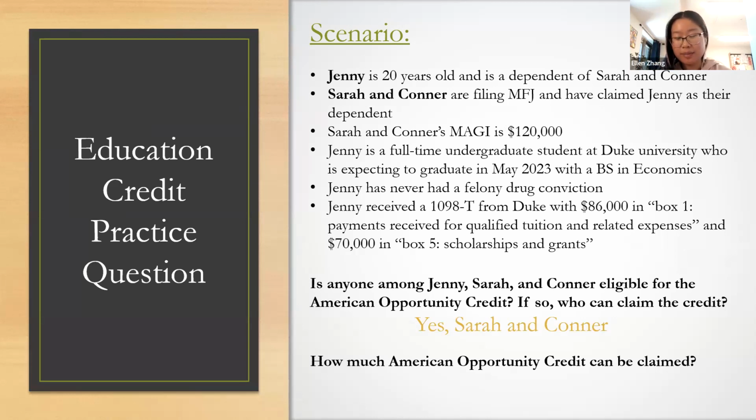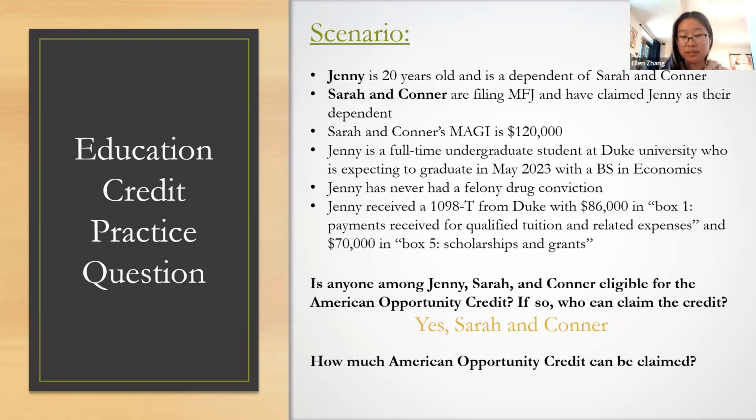So remember again that to calculate qualified expenses, you have to take tuition, fees, and other required materials and subtract scholarships and grants from that. So Jenny's total qualified expenses would be $86,000 minus $70,000 for a total of $16,000 of qualified expenses. But then we have to think about how much of the credit Sarah and Connor can claim on her behalf.